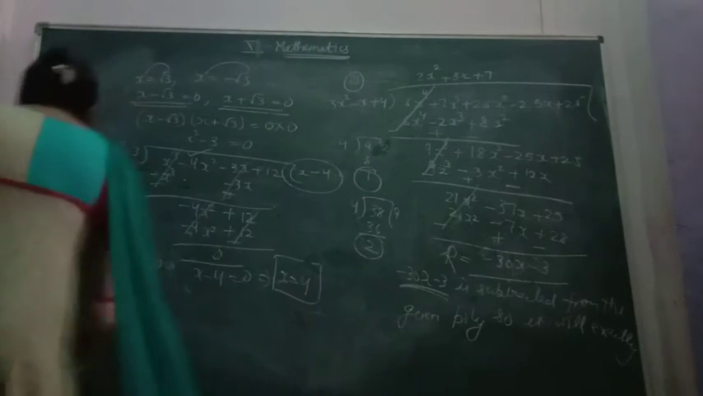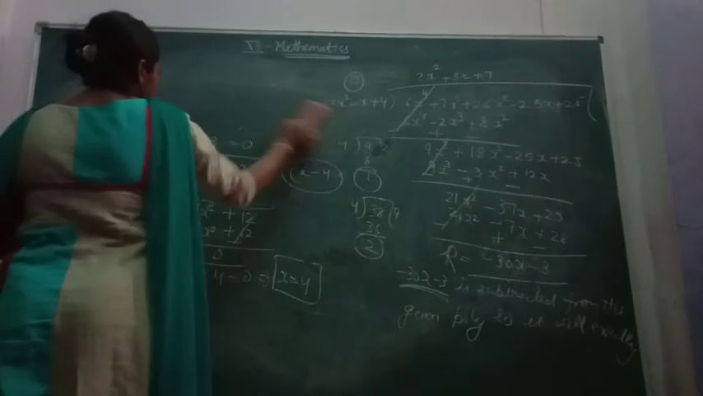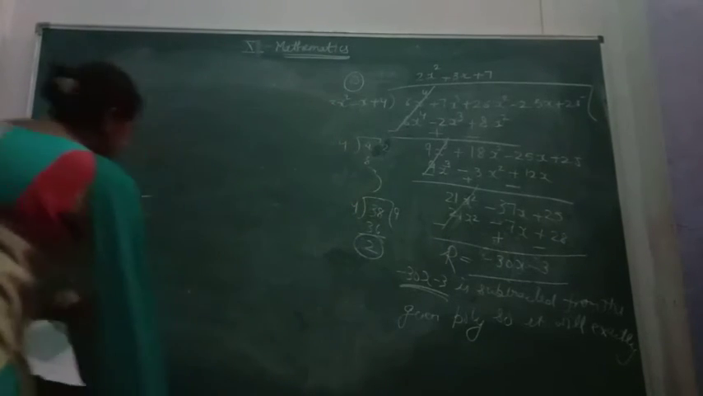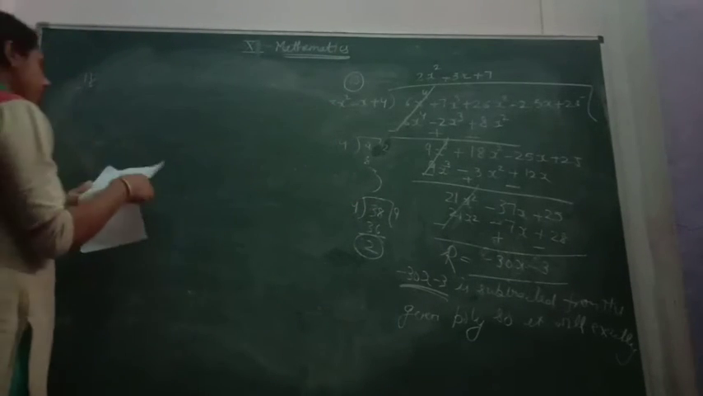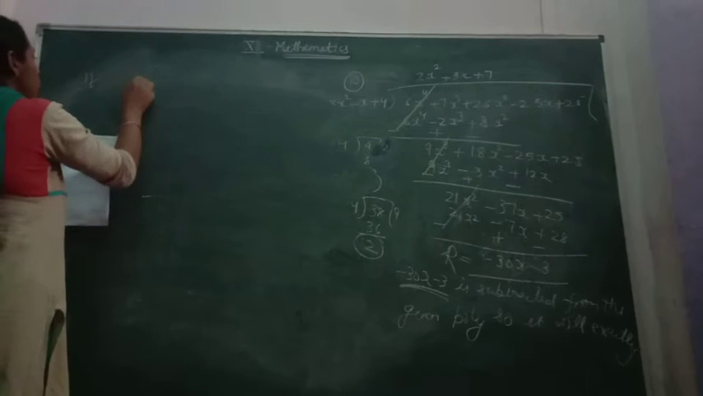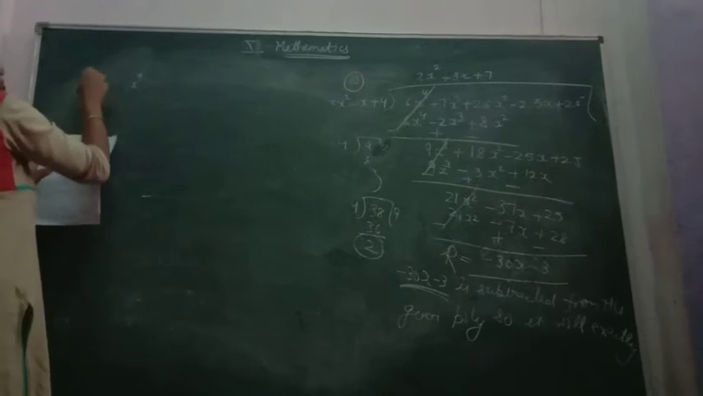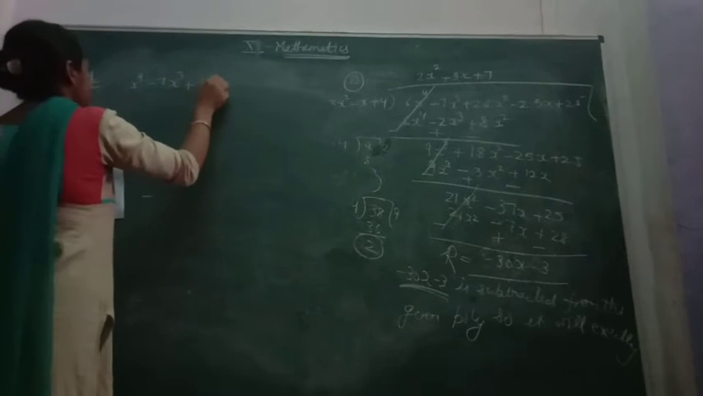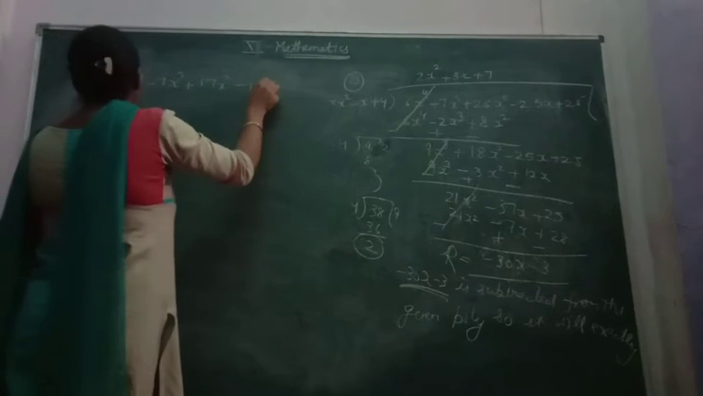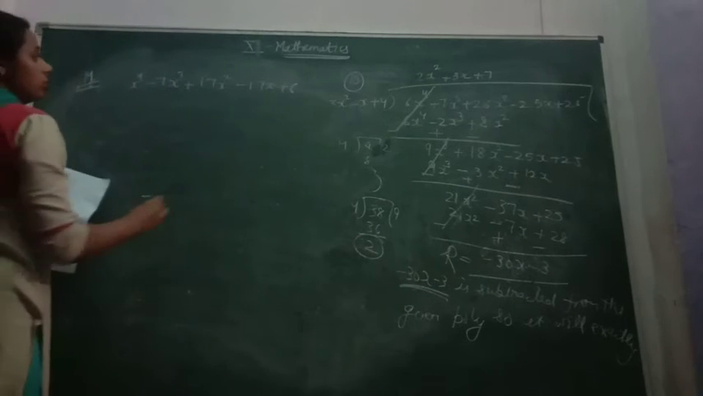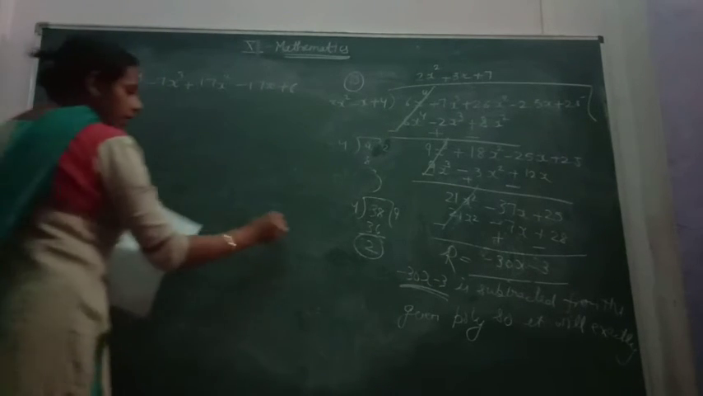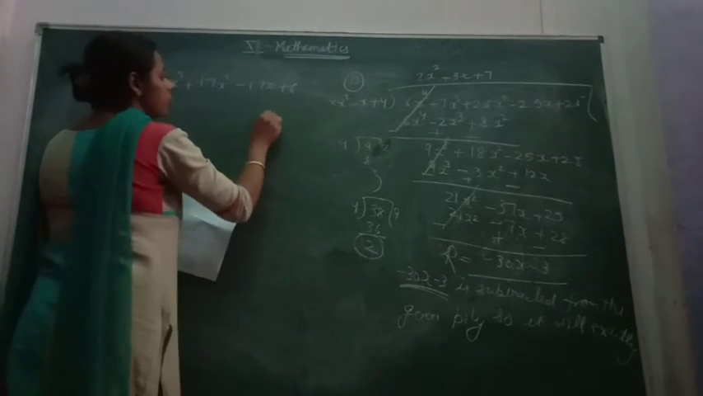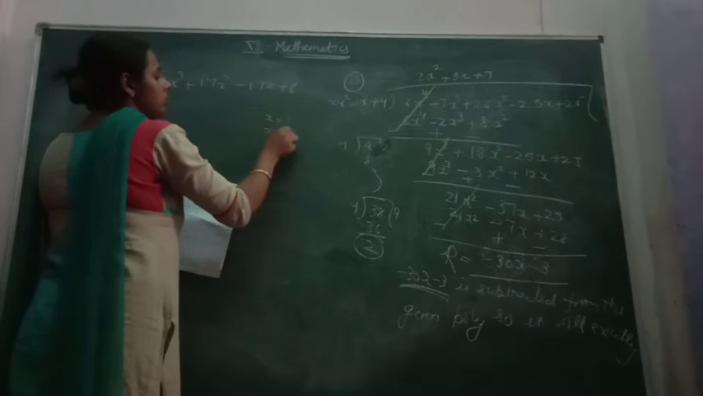Now come to the question number 14. This is a simple question where the biquadratic equation is already given to you, that is x power 4 minus 7x cube plus 17x square minus 17x plus 6. And two zeros are already given to you, that is first 0 is x equal to 1 and the second is x equal to 2.